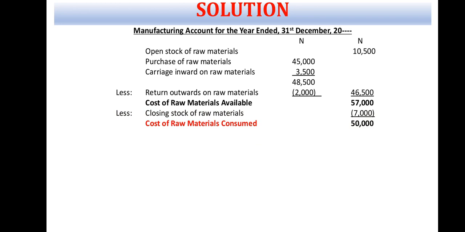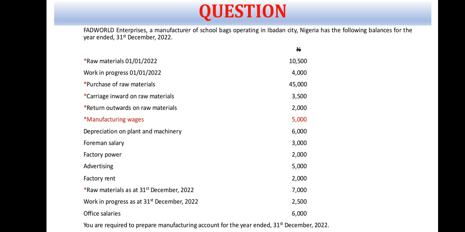Let's go to the question. So we have manufacturing wages. It's a direct labor, which is 5,000. So we are going to add that.